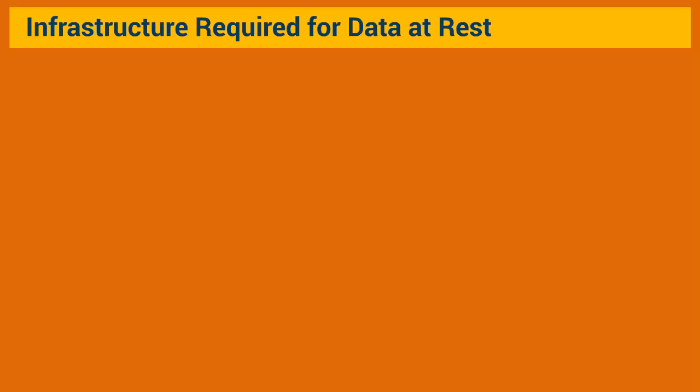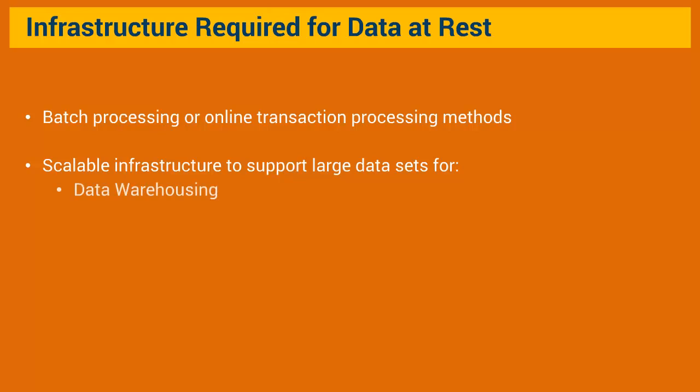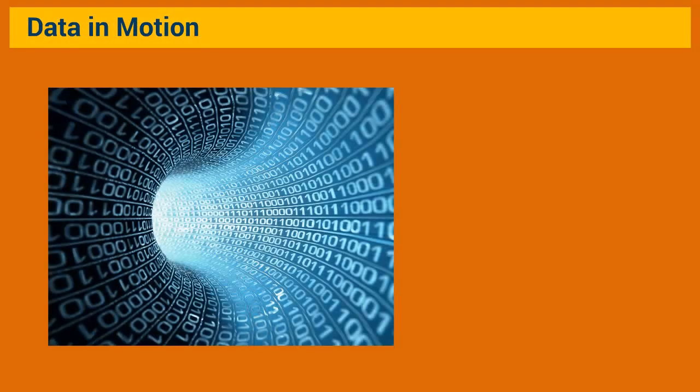So, what are the infrastructure requirements for managing and analyzing data at rest? This data is usually managed by batch processing or online transaction processing methods and therefore does not need an on-demand infrastructure. However, the infrastructure must be scalable and support large data sets for both transactions, that is RDBMS, and analysis, which means data warehousing and business intelligence. That was about data at rest.